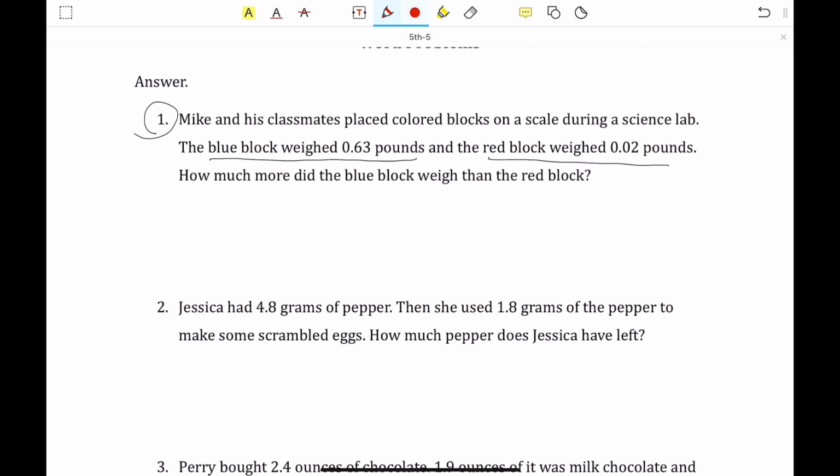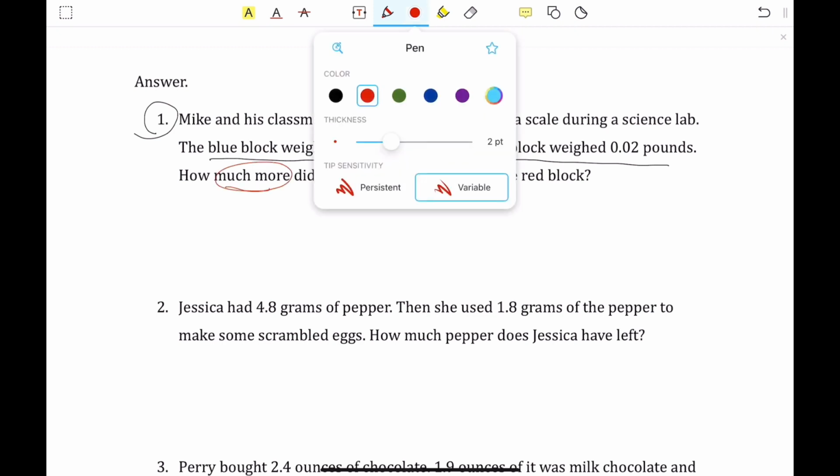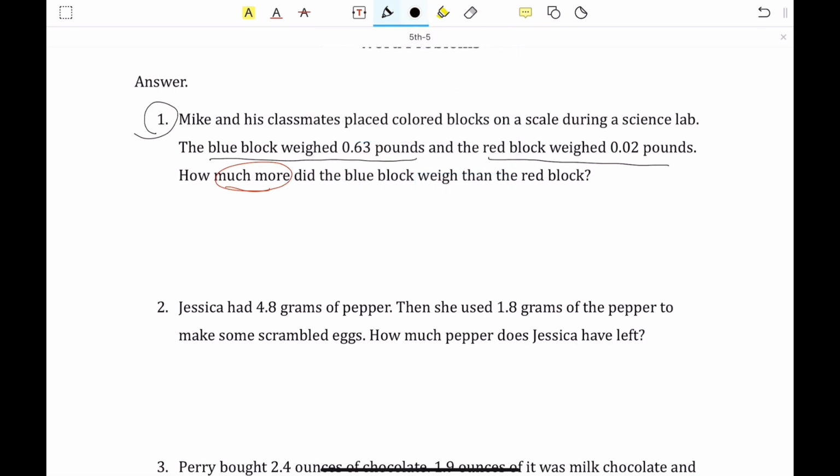Now the key word is how much more. That shows that you have to subtract in order to find the difference between the two weights, and that difference will tell you how much more it weighed. So your blue block weighed 0.63, your red block weighed 0.02. So we're going to subtract this. Your 0.63 will be placed on top because it's the greater decimal. Your 0.02 will be placed on the bottom. And make sure again your decimals are aligned.